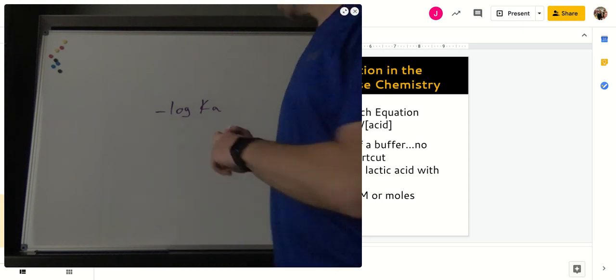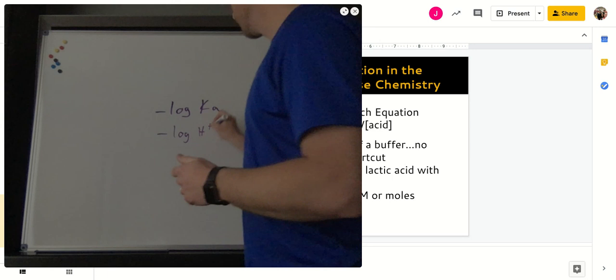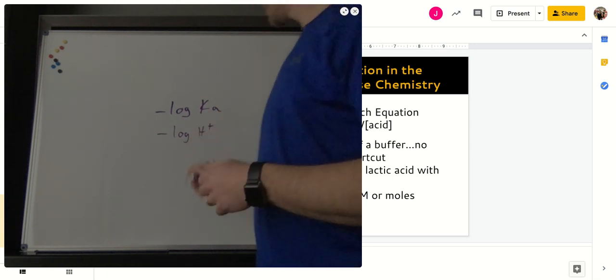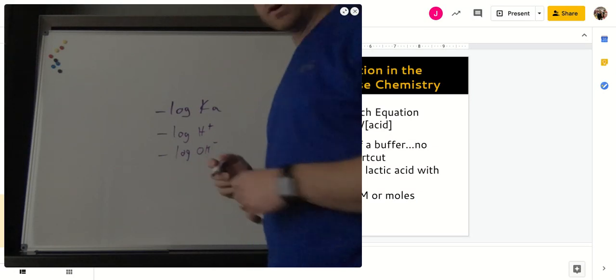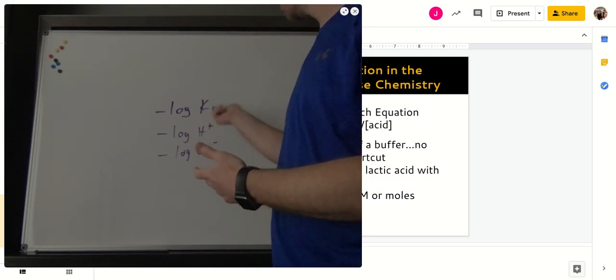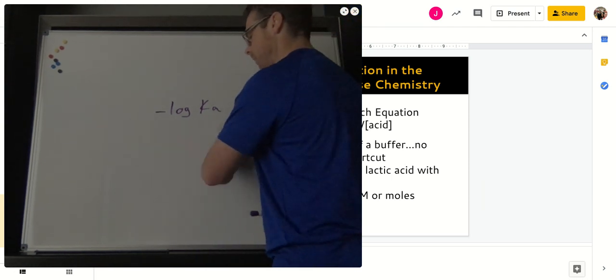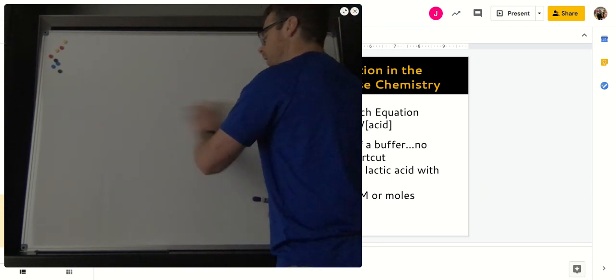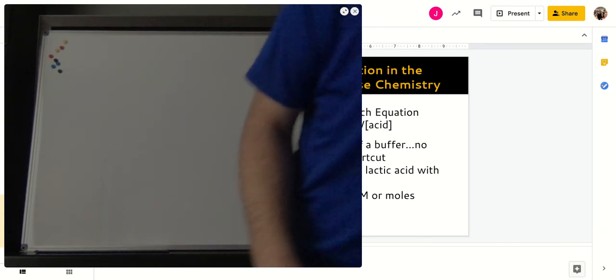So when we say pH, it's the negative log of the H plus. We say pOH, it's the negative log of the OH minus. So pKb would be the negative log of a Kb. Same idea. Keep that in mind. Write that down. Negative log of Ka. So that's the thing you haven't seen yet, but that's not a big deal. That's just a button on your calculator.